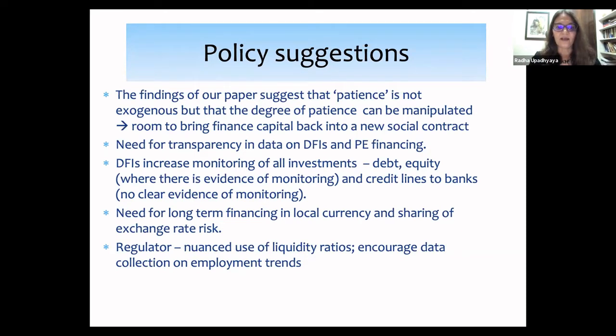And we would encourage DFIs to increase monitoring of all investments. There is evidence that they monitor in debt and equity, which has led to improvement in quality of jobs, but not in credit lines to banks, where there's no evidence of monitoring. We argue for a need for long-term financing in local currency and the sharing of exchange rate data. We found very little evidence even of DFI funding in local currency. And we feel that the regulator may be able to have more nuanced use of liquidity ratios to encourage banks to lend long-term and also encourage data collection on employment trends by banks.